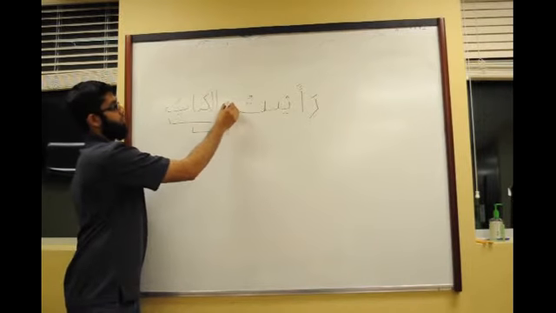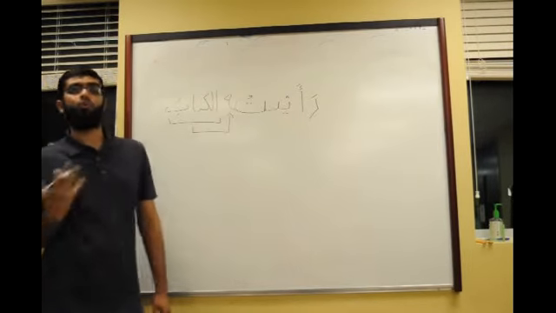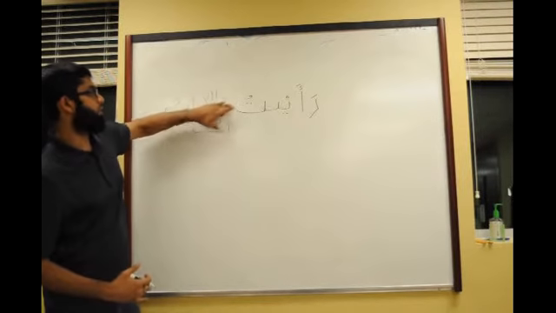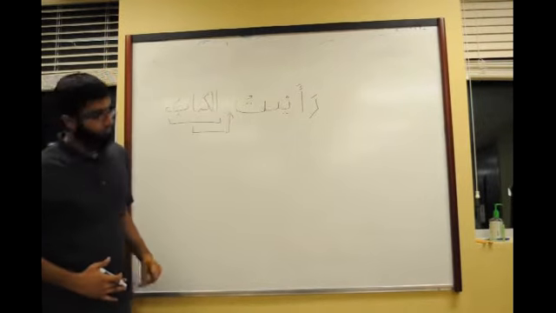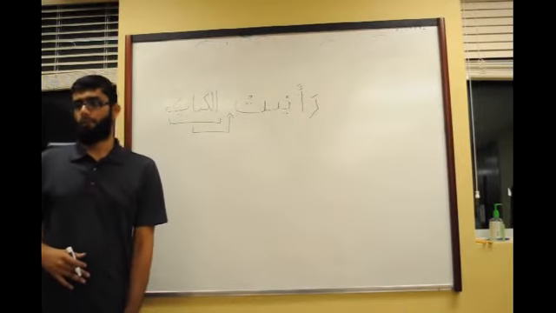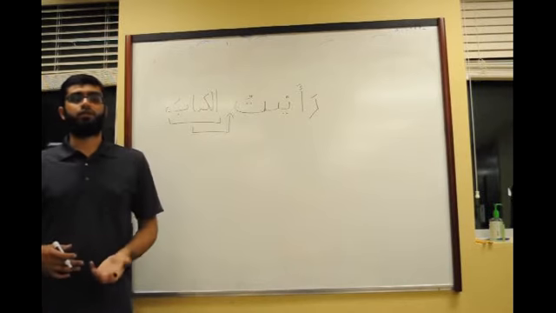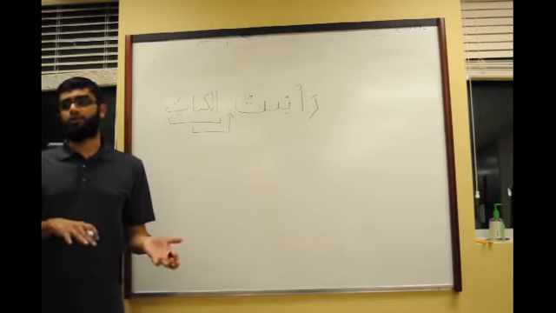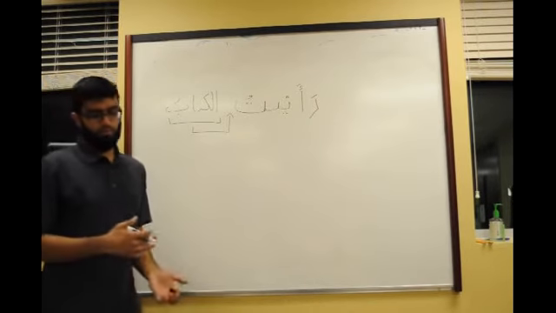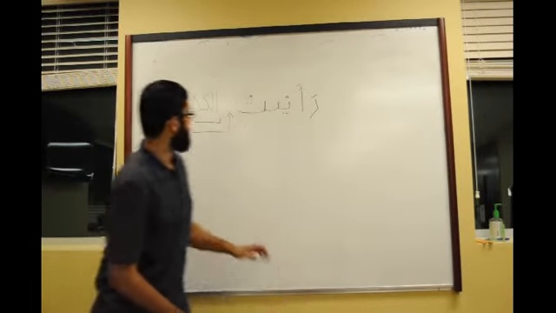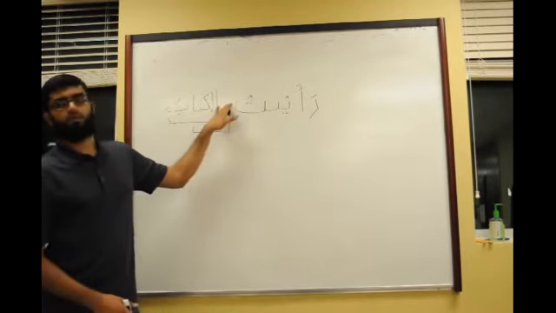The hu, for it. Okay. Ra'aytuhu. I saw it. So this is what the pronoun does. Ra'aytuhu could mean him too. Yeah, I saw him. Ra'aytu al-mudarris, I saw the teacher, and if I want to say I saw him, ra'aytuhu. The object didn't change because of the pronoun. The pronoun is still the object.